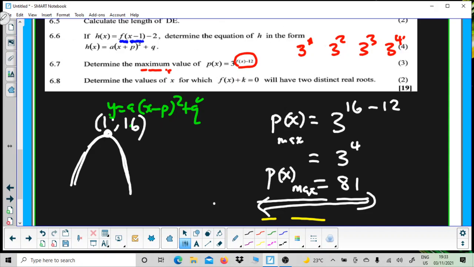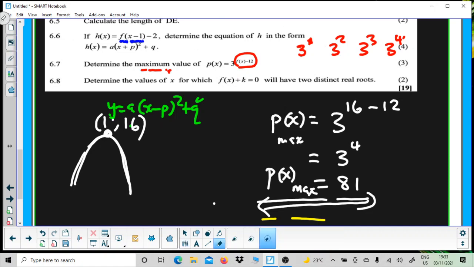To finish this off, I'm going to look at the first one now and say, determine the values of x for which function of x plus k will have two distinct roots. This part we talked about as well, but I'm just going to show it again.